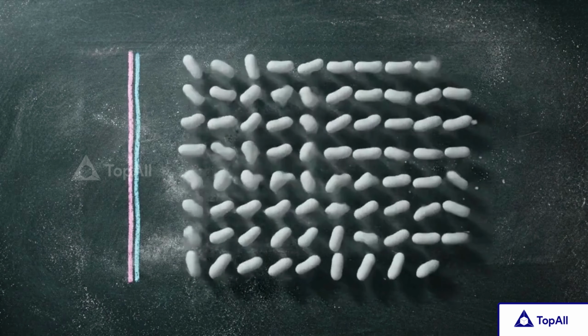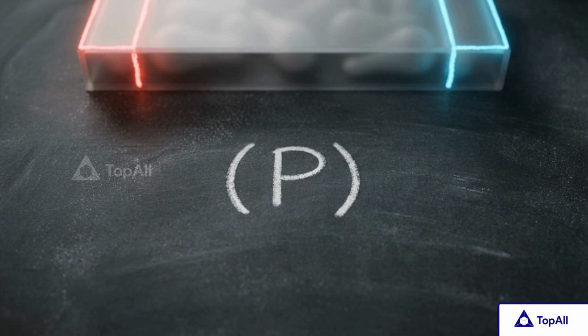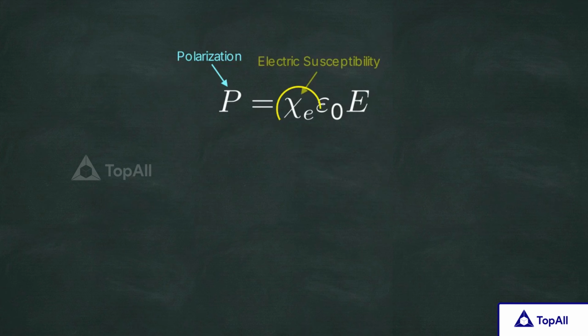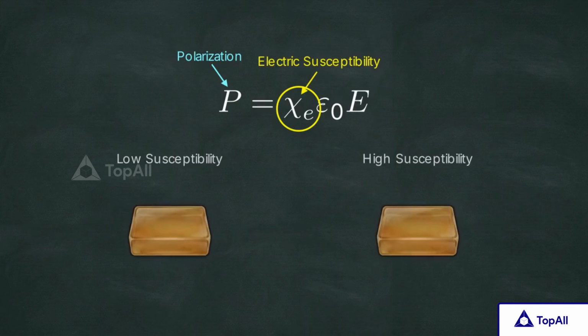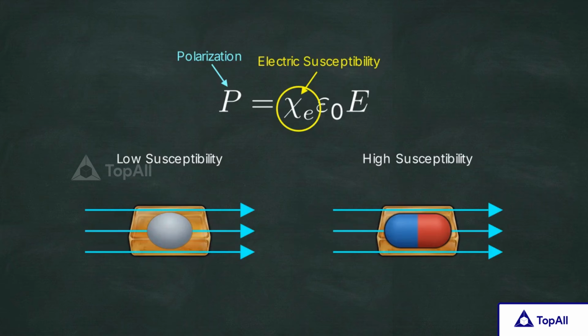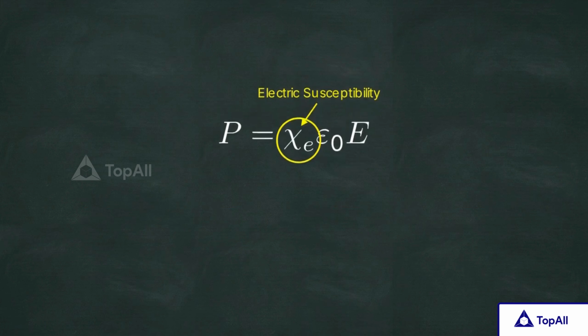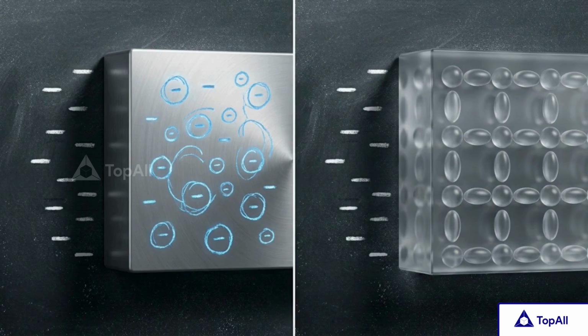metal conductor. We quantify this collective molecular alignment as the net dipole moment per unit volume. The formal term for it is polarization. The intensity of this polarization varies by material. It depends heavily on a metric known as electric susceptibility, a constant that measures exactly how easily a specific material's internal structure yields and aligns to an incoming field, which finally resolves our opening mystery.